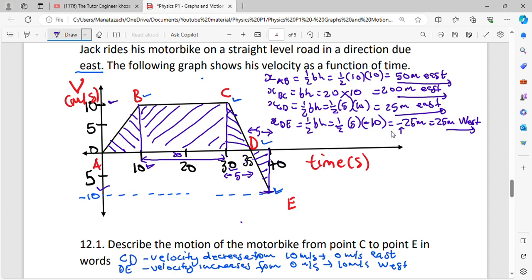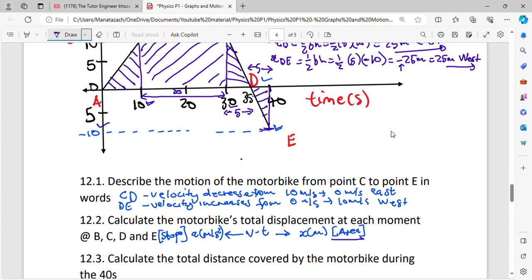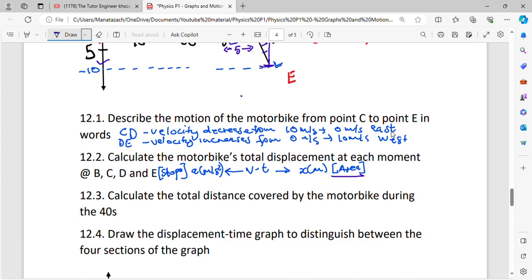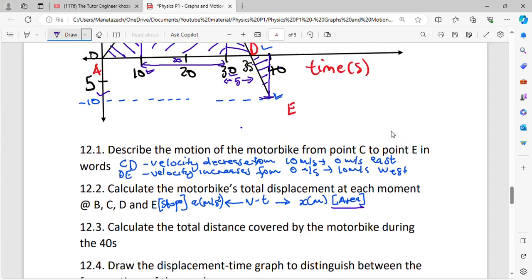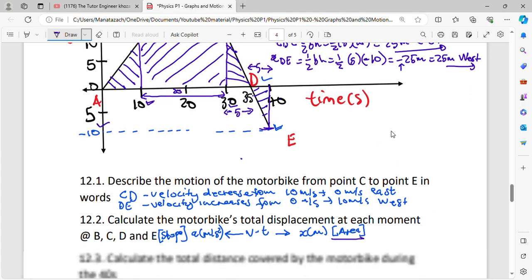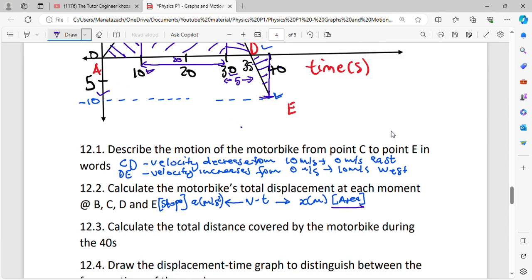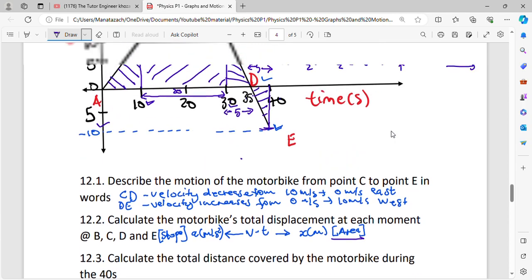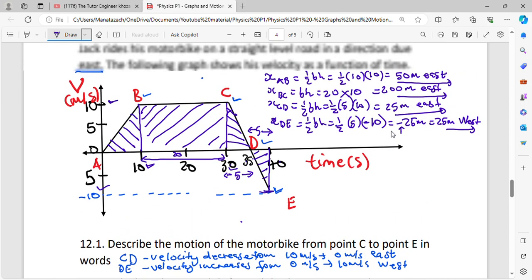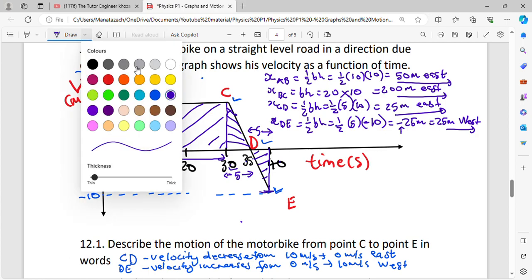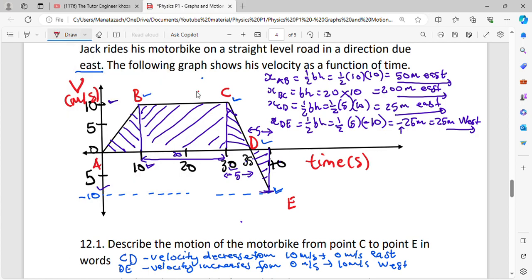Okay, so now we've answered question 12.2. Let's do 12.3. 12.3 calculates the total distance covered by the motorbike during the 40 seconds. So it's the total distance for the entire duration of 40 seconds.